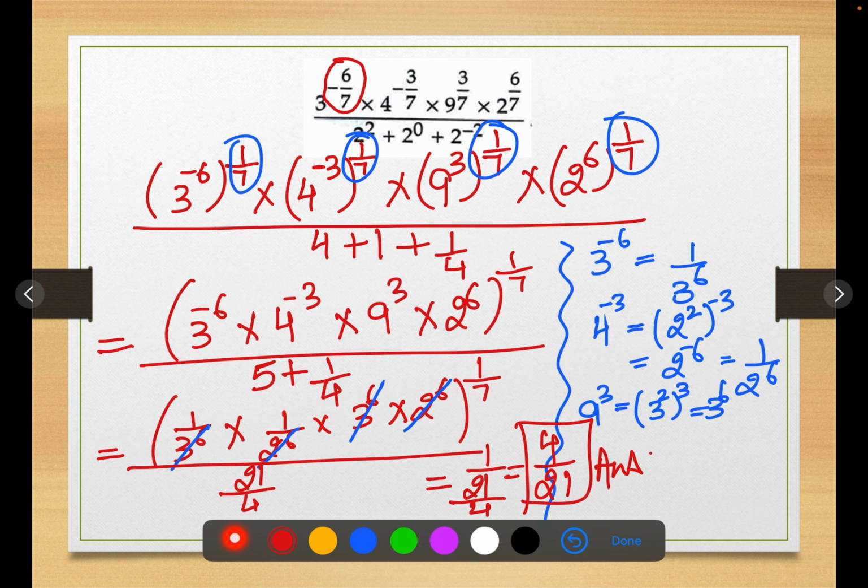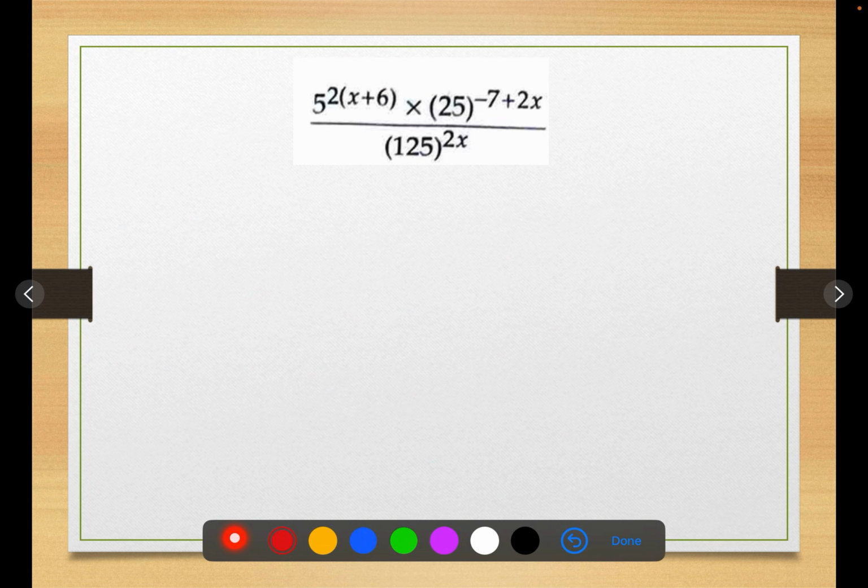I hope the question is clear. We use a different way of solving this question. Move on to the next question. Here I can see the powers are in terms of x. Let's start solving it with the same strategy with the base 5.